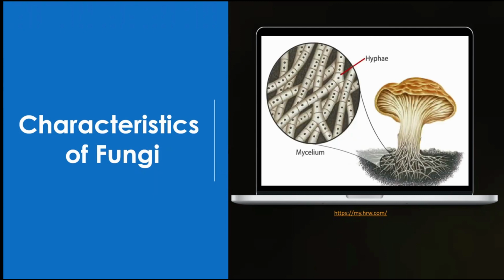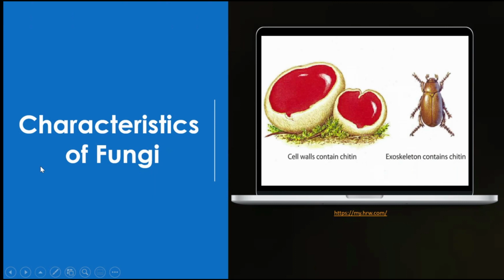Fungi are made of long, slender filaments called hyphae. The hyphae are wound together into a twisted mass called a mycelium, which forms the fungus's body. The cell walls of fungi contain chitin. Chitin is a tough sugar molecule also found in the exoskeletons of insects.